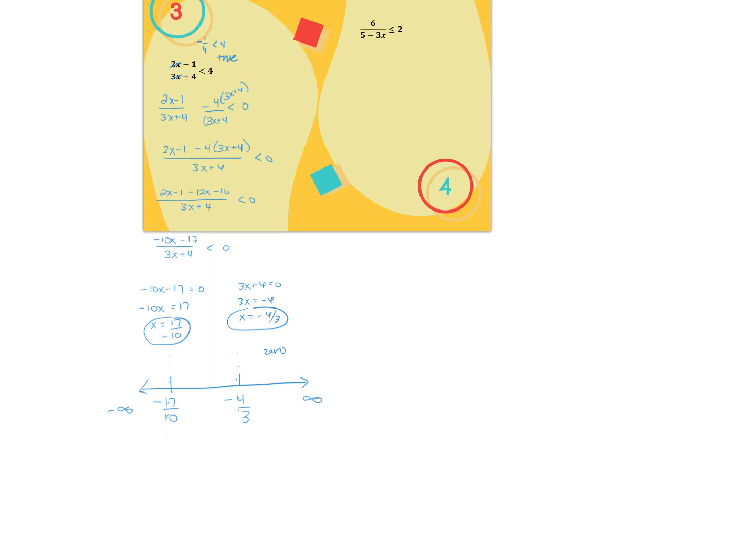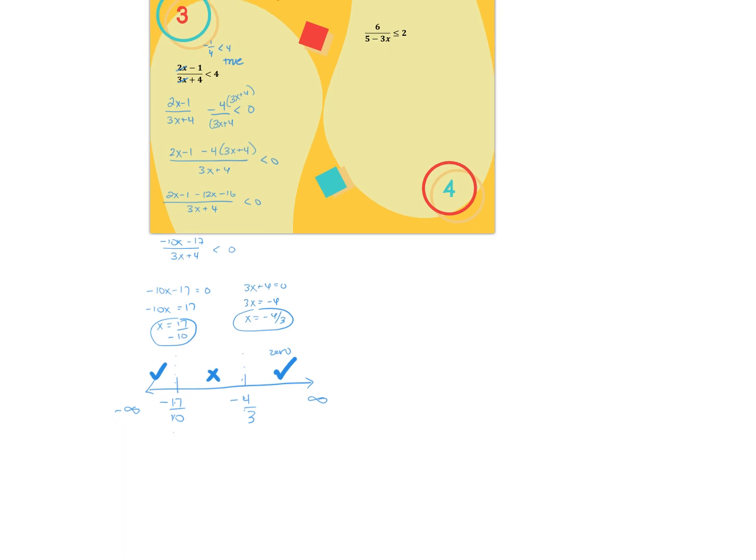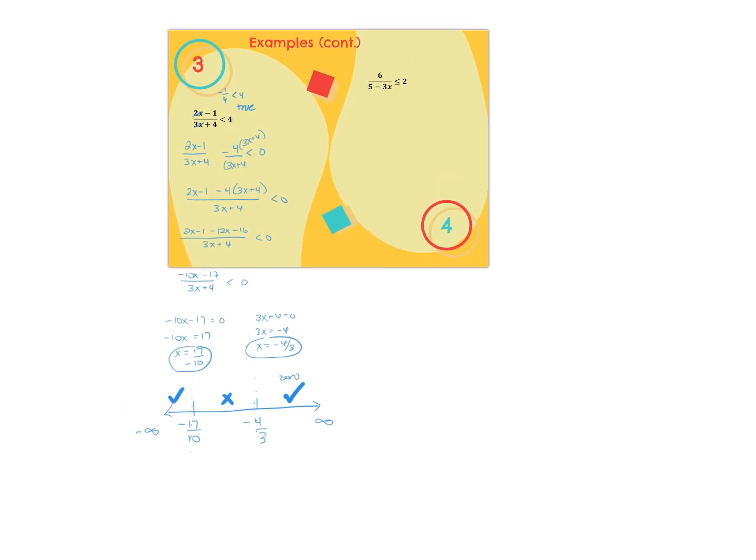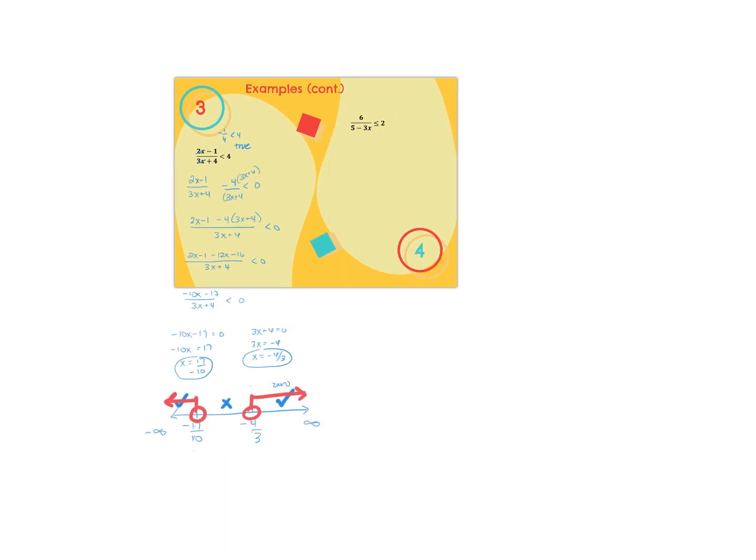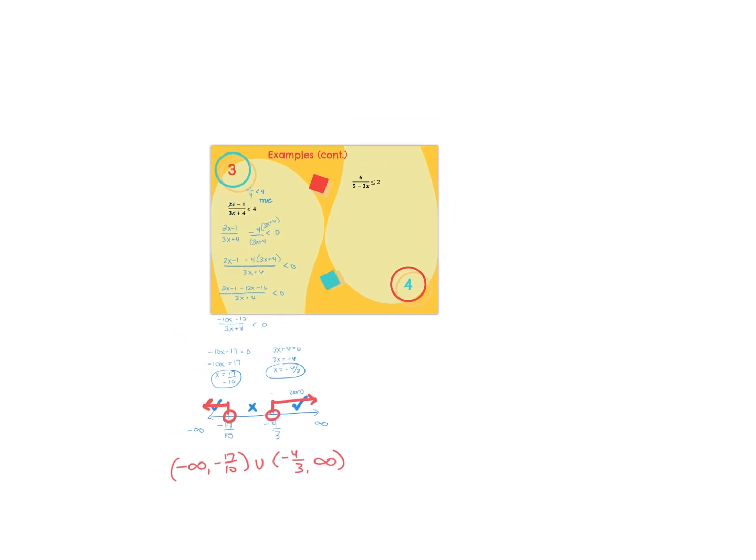So if 0 makes the statement true, I know this is a solution, this one's not, and this one is. Again, my inequality symbol is a less than, so I know that I'm going to have an open circle this way and an open circle that goes that way. And so in interval notation, my solution is going to be negative infinity to negative 17/10, parentheses, union, negative 4/3 to positive infinity, parentheses.